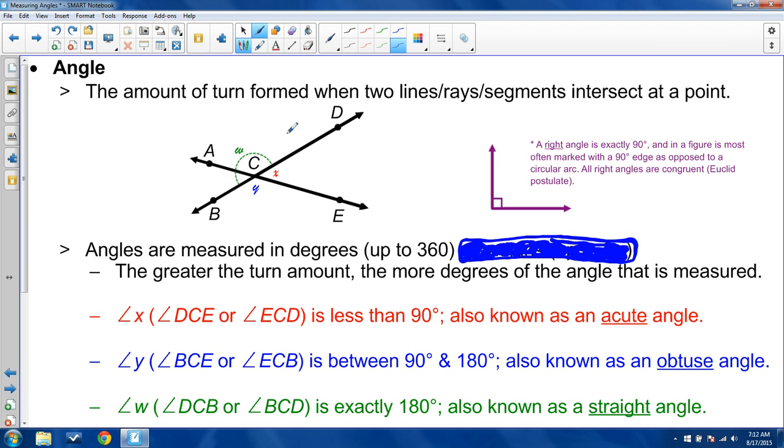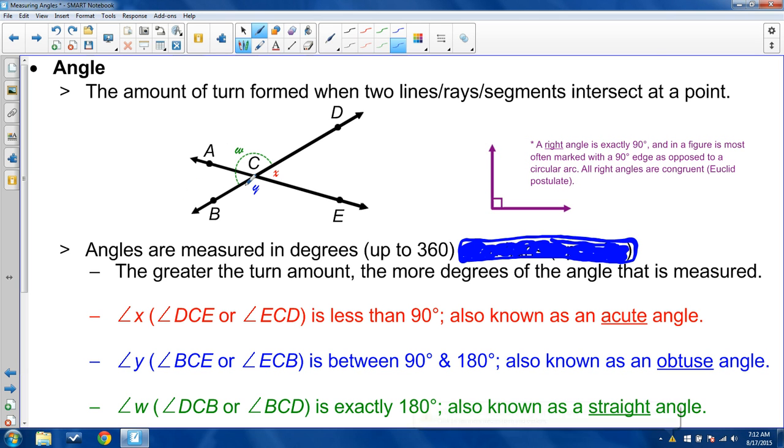So angle X, or if I could also name it angle DCE or ECD, as you saw before, it is less than 90 degrees. Now, I think everyone kind of knows what a 90-degree angle is. Think of the floor meeting with a wall. It's going straight upright. There's a 90-degree angle. You can see that X is less than that. This is also known as an acute angle. Anything that's between 0 degrees and 90 degrees is acute.